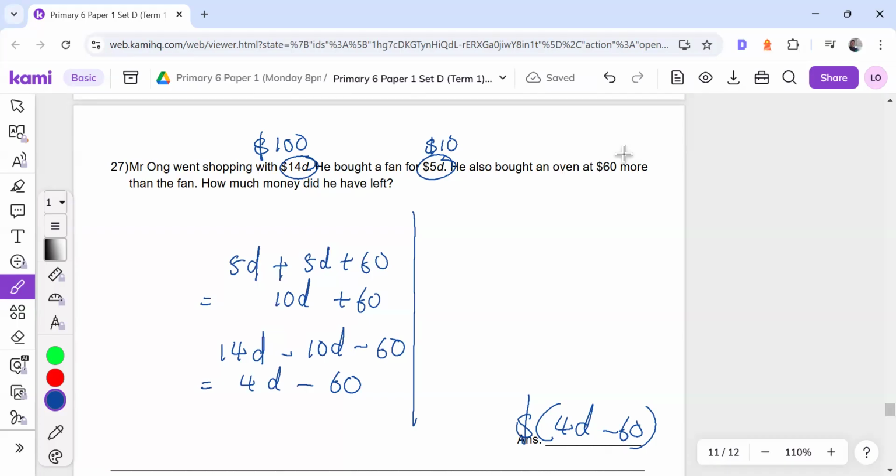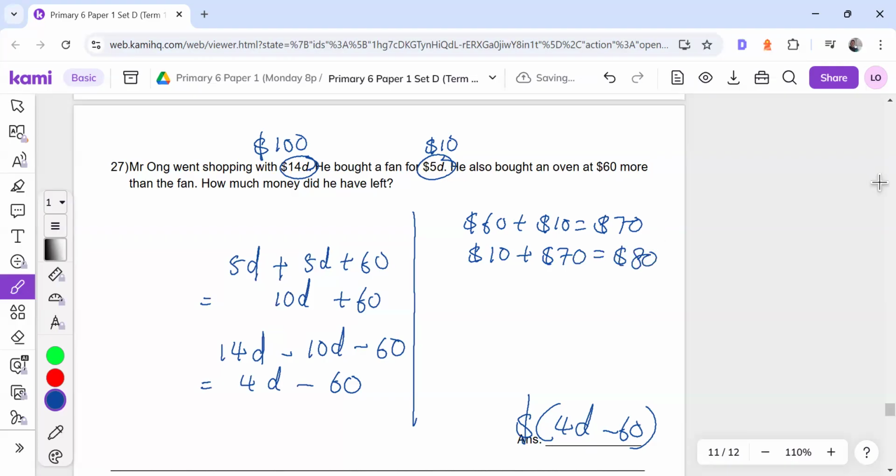So first step is to find how much is the oven. So you take 60 plus $10 and you will get $70. So this is a primary three method if you don't know how to do. Then what's the next step? You have to add the fan and the oven together. So 10 plus 70, to get the total money you spend. And then how much left? Then you take $100 and you minus altogether how much you spend and you get your leftover.